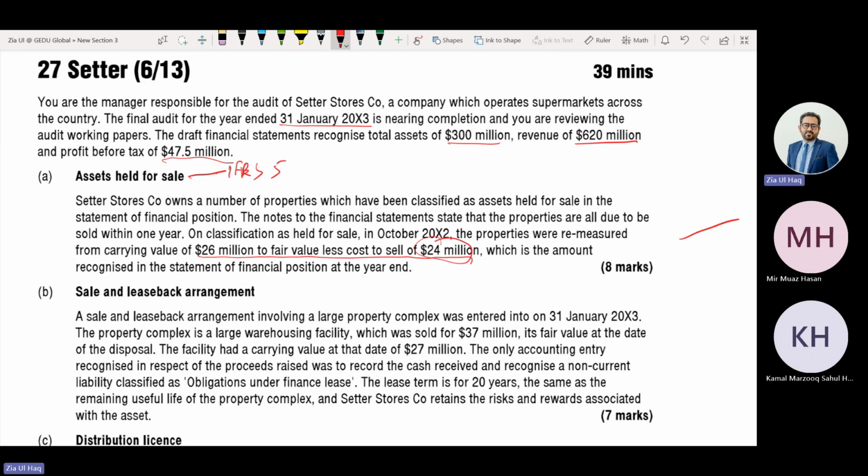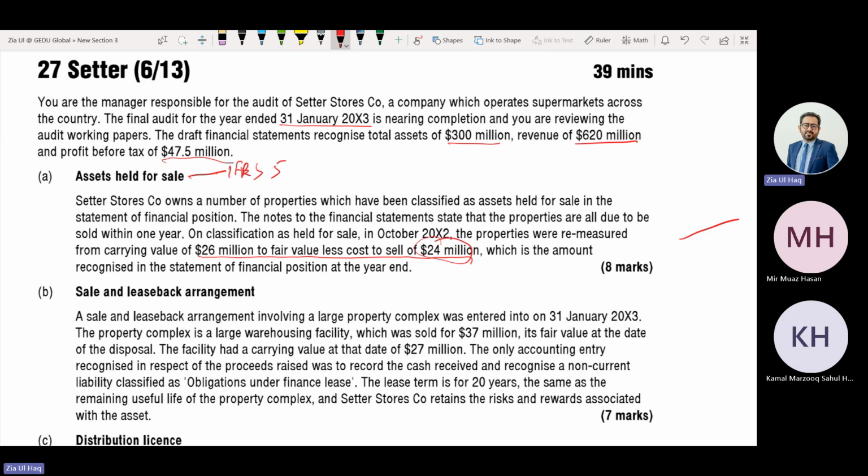Is that against total assets? We will calculate materiality, and we will discuss IFRS 5. This asset must be separately classified within current assets. Depreciation needs to be ceased on this asset, and there must be a disclosure in the financial statements.